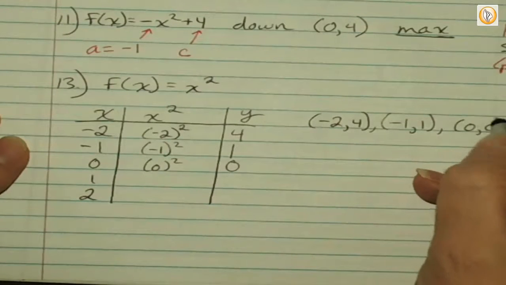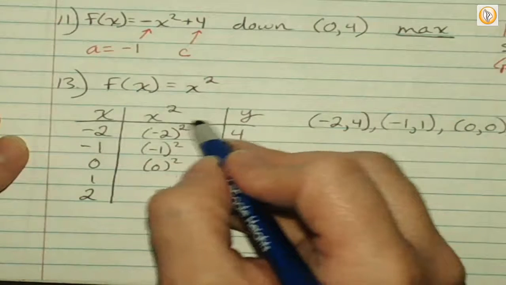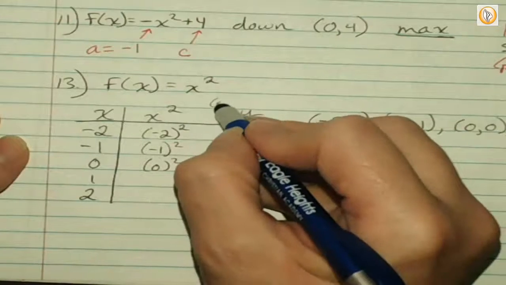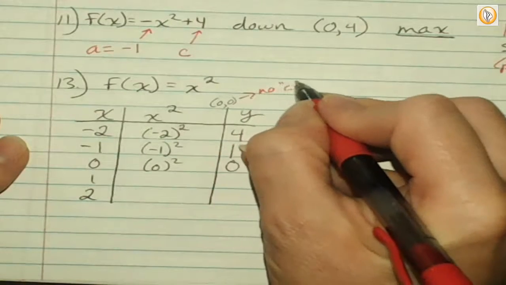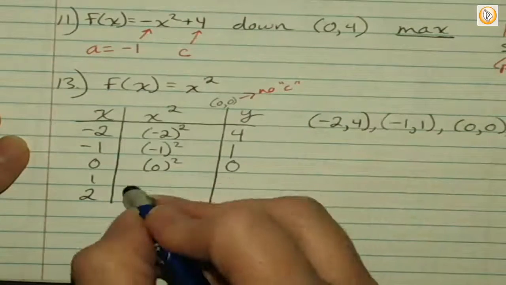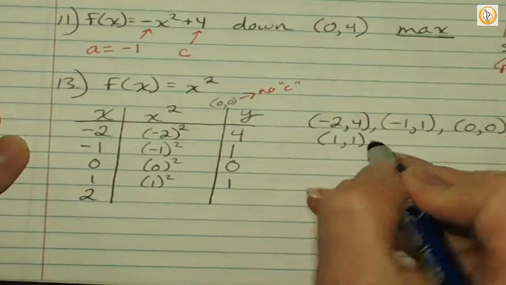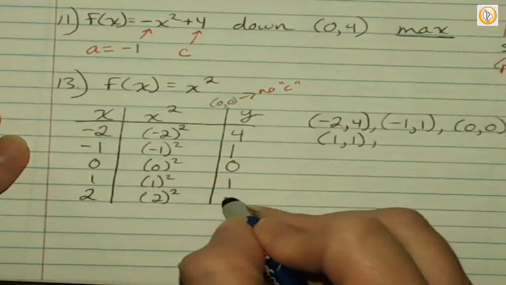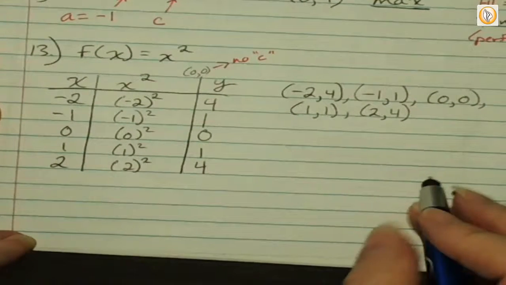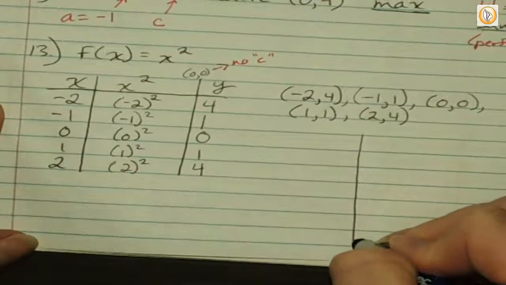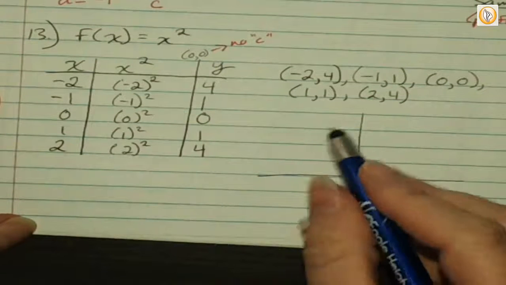What do y'all think the vertex is going to be? 0. At the middle. Well, is there a C here? No. So then your vertex is going to be 0, 0, because there's no C. All right. What is 1 squared? 1. And then 2 squared. Yes, with graph paper, your lines need to be nice and straight. And you start graphing them.